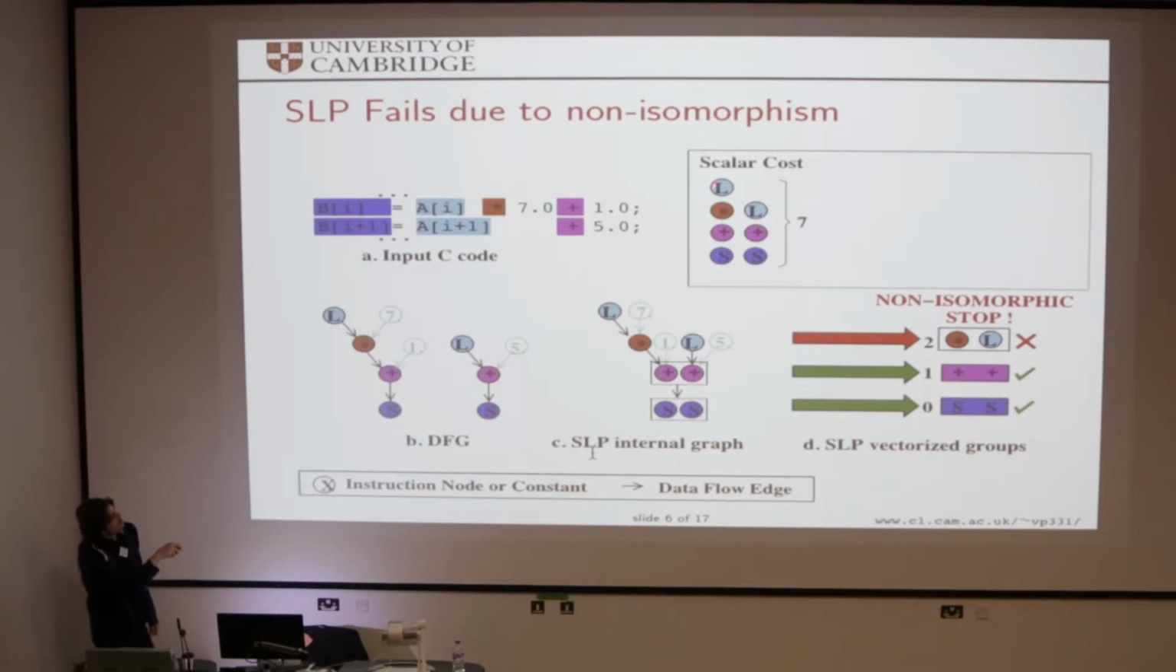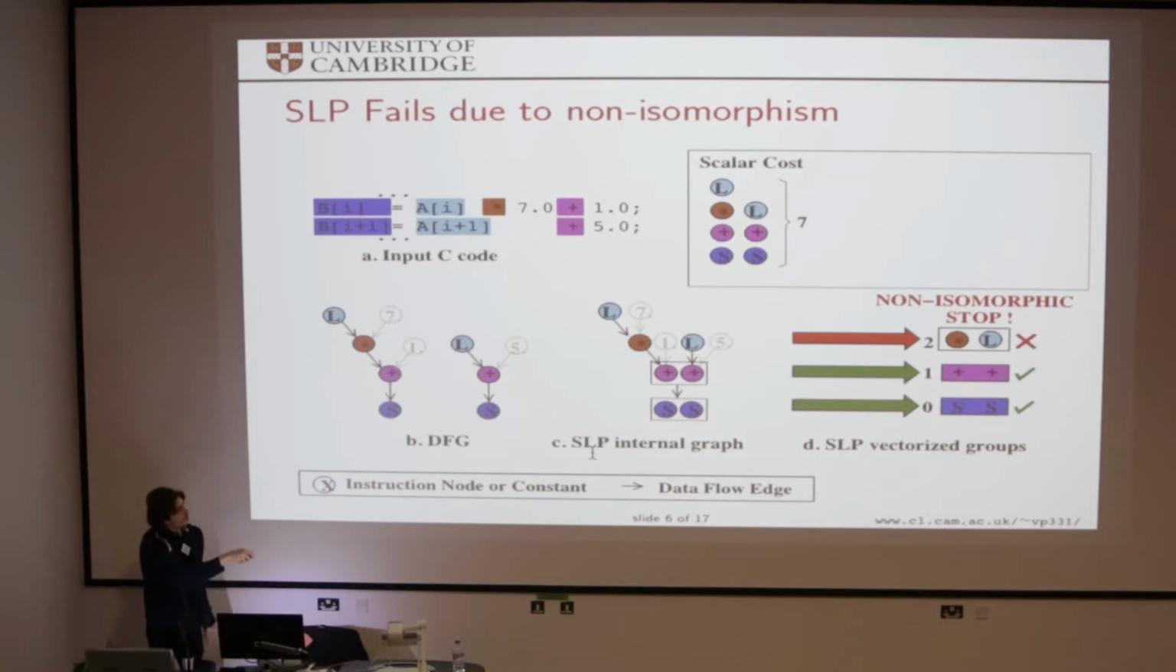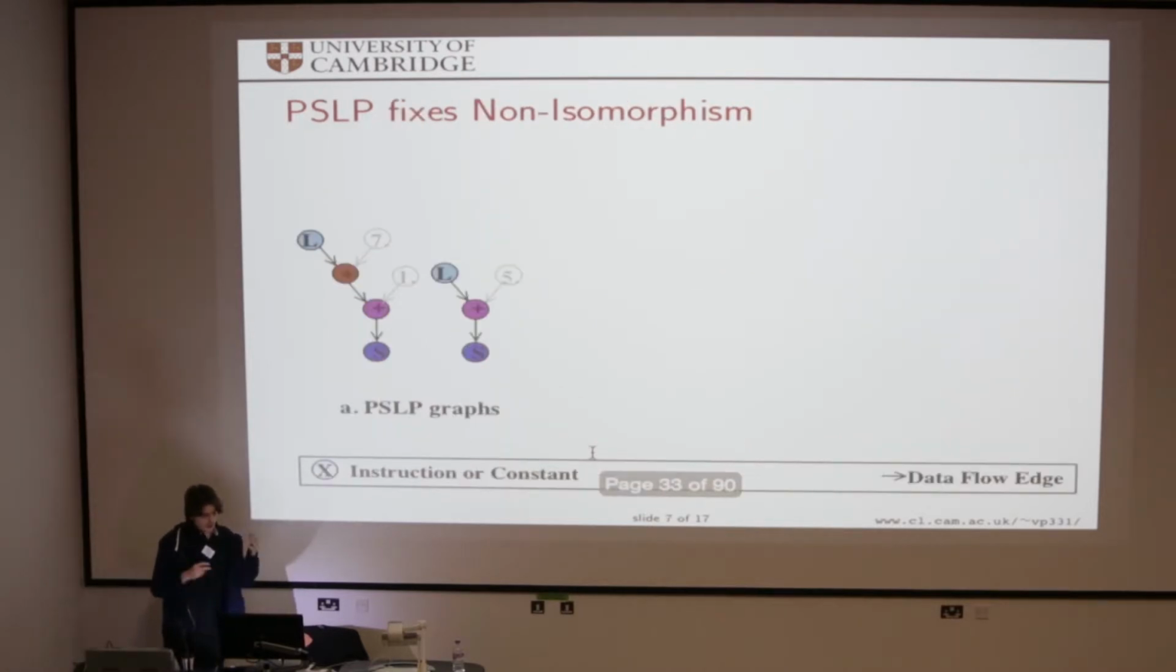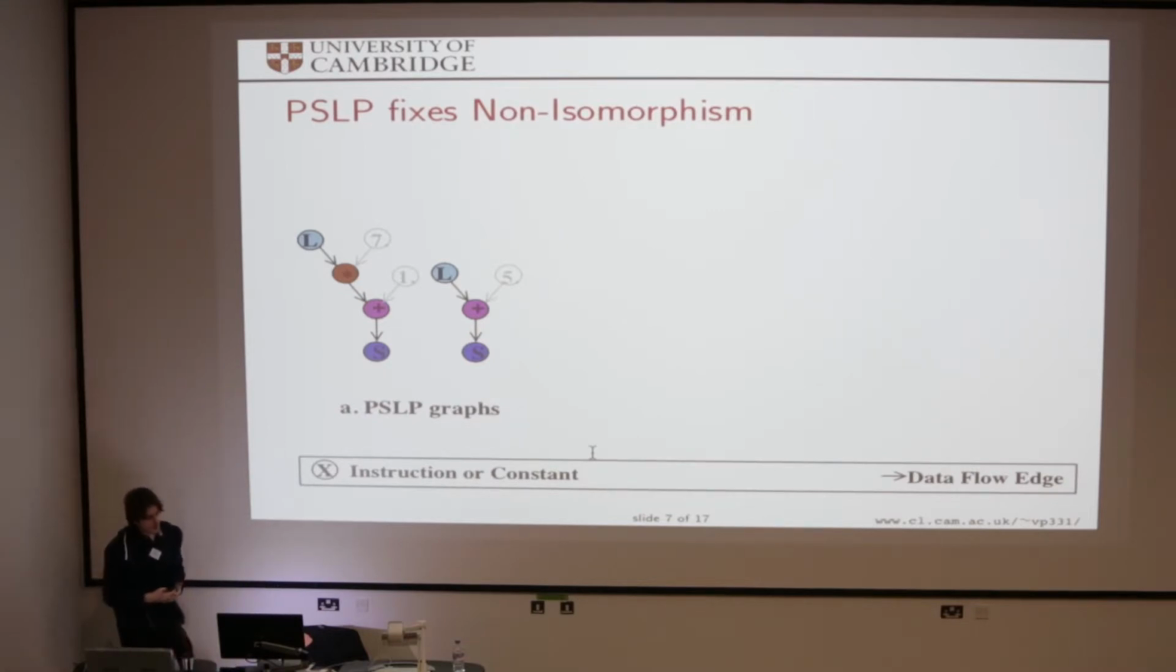So initially we have a scalar cost of 7 because we had these 7 scalar instructions. And if we stop vectorization at this point, although we have saved two instructions by converting them into vectors, we still have a cost of 7 because we need to insert these scalars to the vectors. So we have 3 scalars, the two new insert instructions, and the 2 vectors. So the final cost of the code, if we try to vectorize only these two groups of instructions, will be 7. So there's no benefit in vectorization. And if you try to vectorize this code, it will not get vectorized. Okay, so PSLP fixes the problem of non-isomorphism.